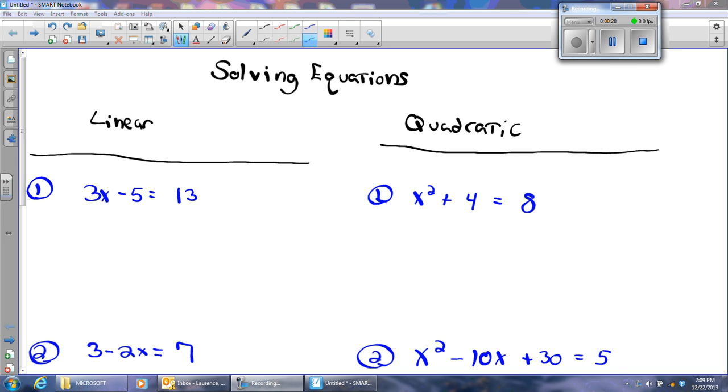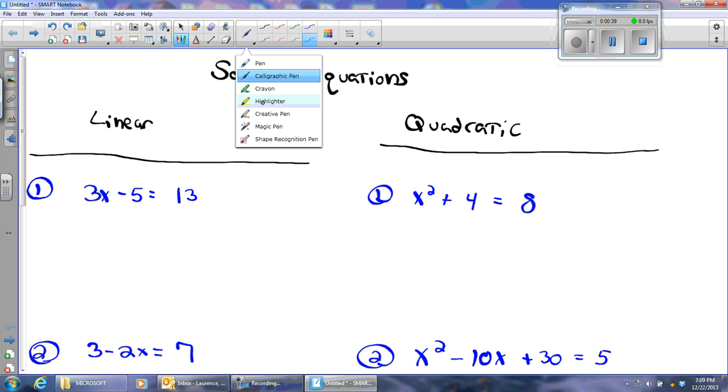So we are going to talk quickly about linear and quadratic equations and solving them, and we'll get a little extra practice before we move on to the next unit. And we have got a couple extra days here, so that'll be a good thing.